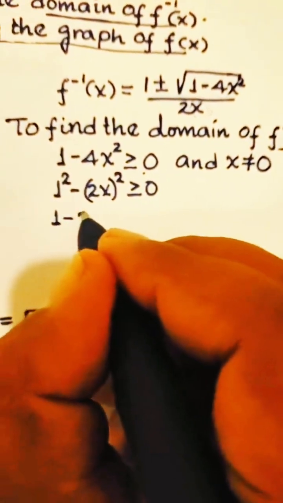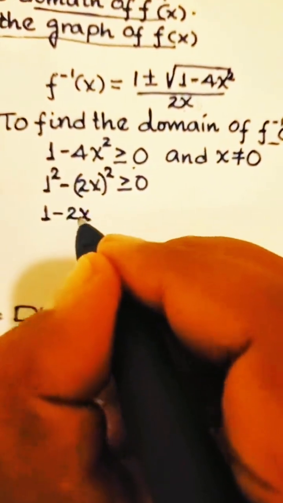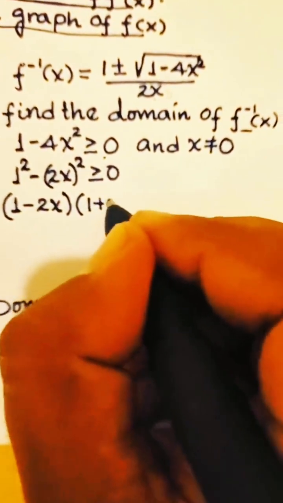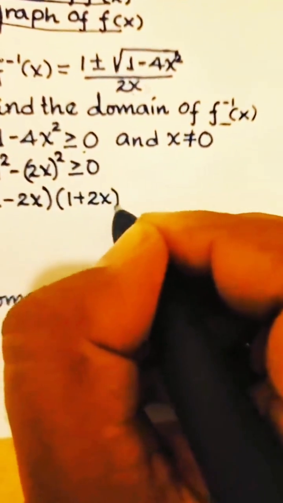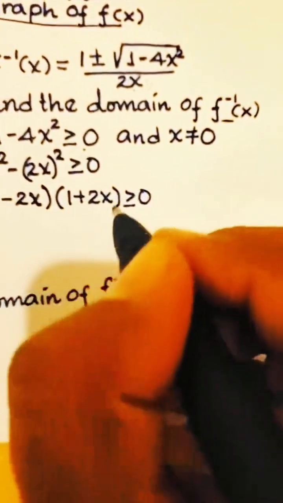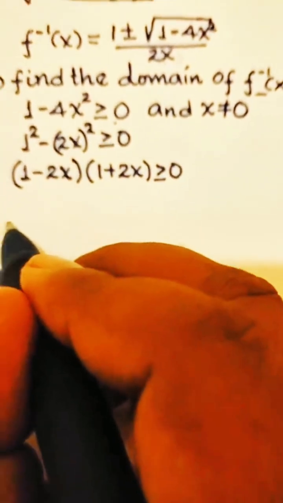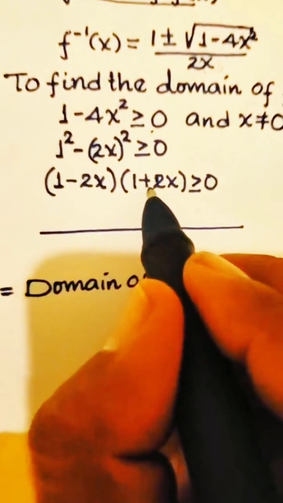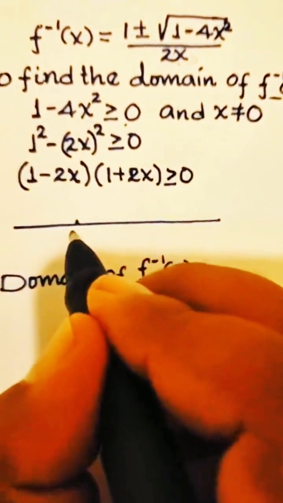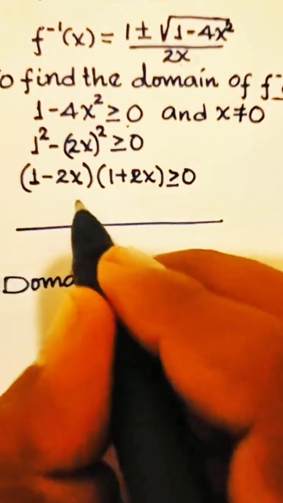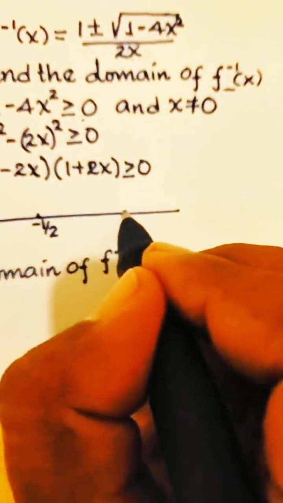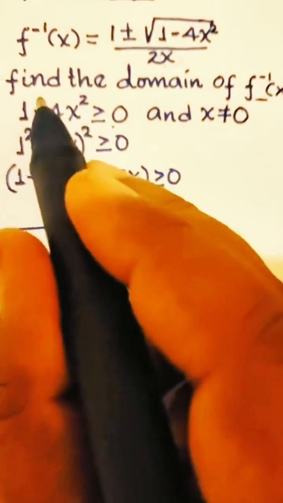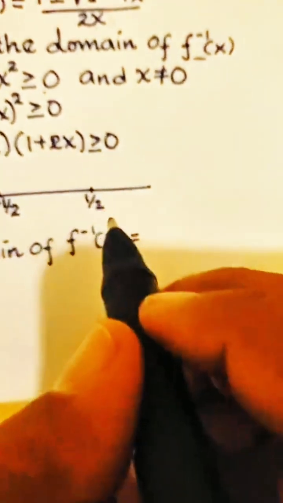Now let's factorize this one applying the difference of squares formula. So you will have 1 minus 2x multiplied by 1 plus 2x greater than or equal to 0. Now, if you remember in our previous video lesson, how to determine quadratic inequalities using the zigzag line method, the zeros of the factorized form in increasing order are -1/2 and 1/2. Now the leading coefficient is negative, as you can see.